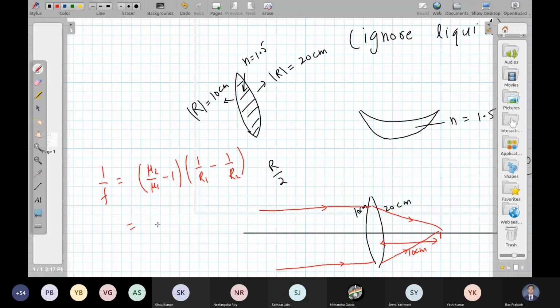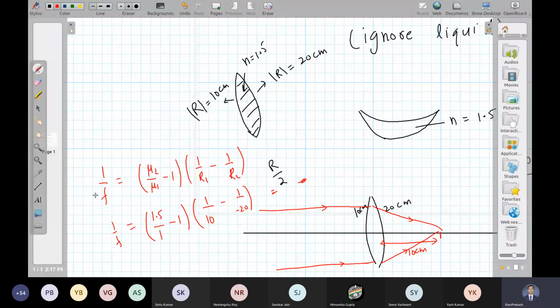What is mu2 here? mu2 is lens refractive index, 1.5, sir. What is mu1? 1. What is r1? 10 centimeter. What is r2? Minus 20 centimeter. So this is the answer, right? You will get some result here. Yes, sir.